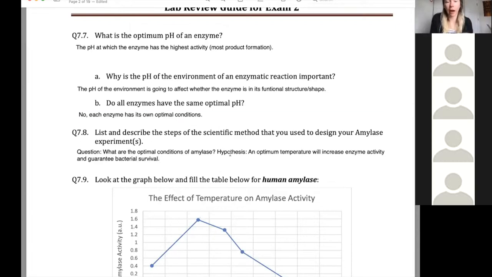Now, typically in a hypothesis, we want to have a specific value, something that is testable. So did you have a specific temperature that you thought was going to be optimal for this bacteria? I didn't, but I'm thinking maybe 37 degrees Celsius. Okay.